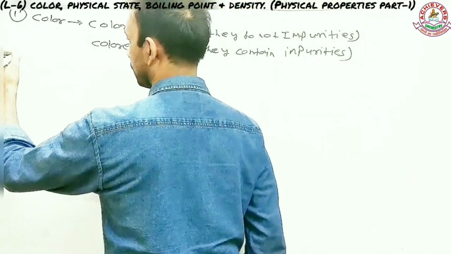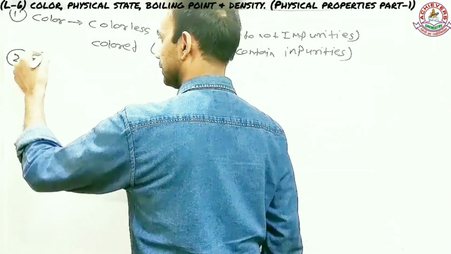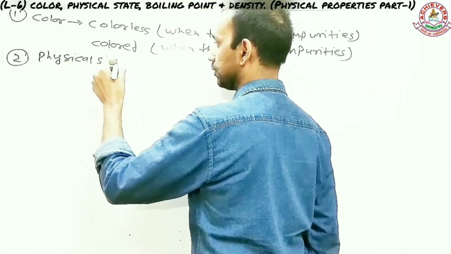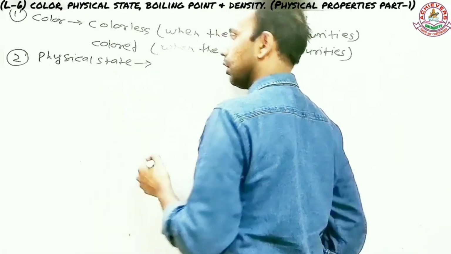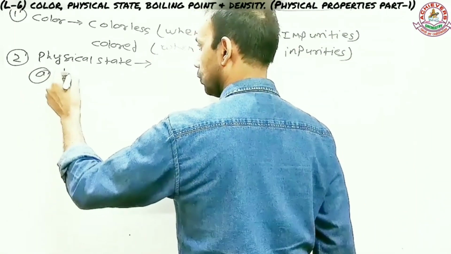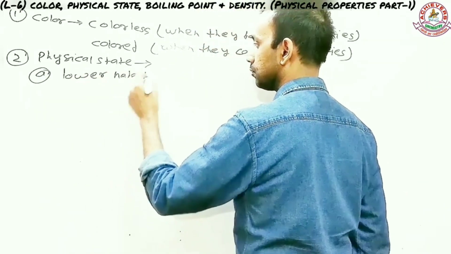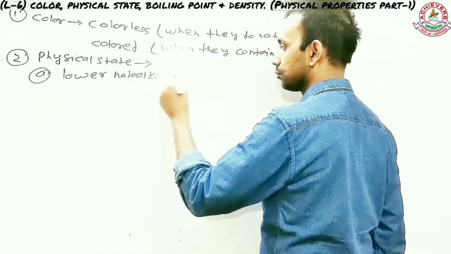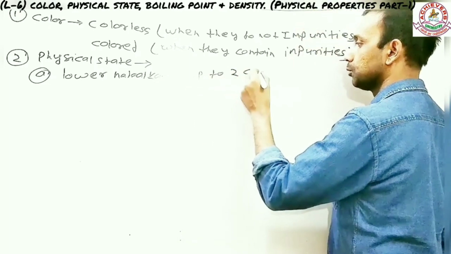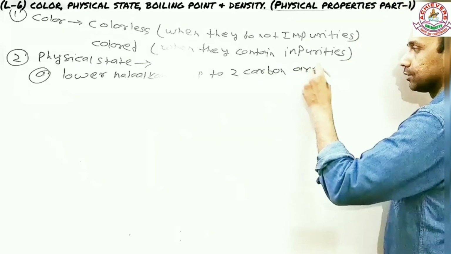Let's talk about the second property, which is physical state. I'm dividing the physical state into some parts. The lower haloalkanes, up to 2 carbons, are gaseous.